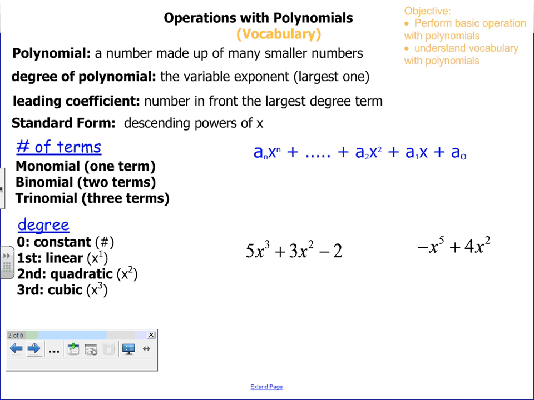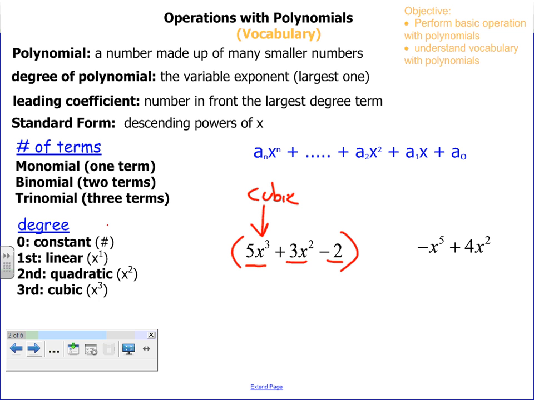So let's take a look at polynomials. Polynomials, again, are numbers made up of many smaller numbers. Looking at this example, this entire thing is like the $5 million, and it's made up of 3 components. Each one of those components is a smaller number by itself. They'll call these terms. The degree of the term is the largest exponent, like the millions of dollars. So this is called a cubic, meaning that it's x to the cube power.